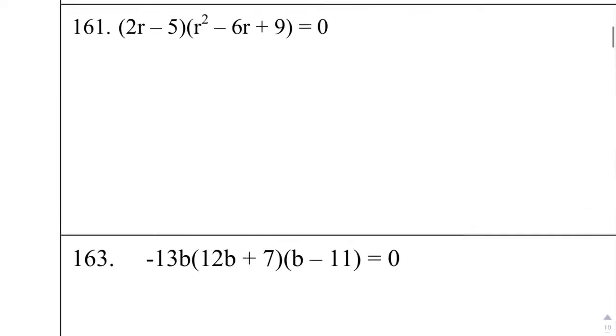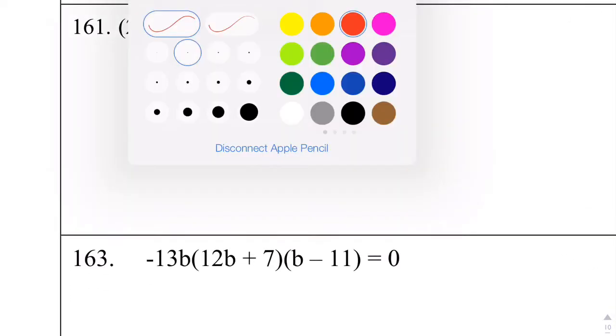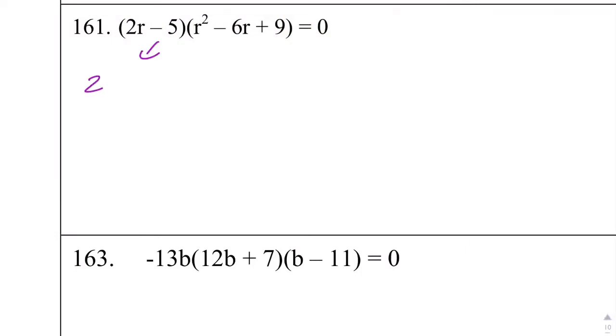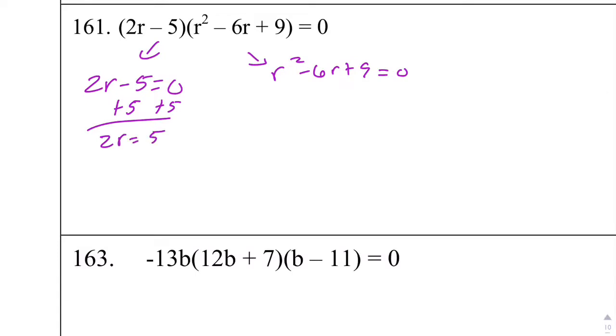161 also there. So in 161, we're back to 2 parentheses, but something different happens here. We say 2r minus 5 equals 0, or r squared minus 6r plus 9 equals 0. Well, this one's pretty obvious. I'll just add 5, so 2r equals 5, divide by 2. So 5/2 is one of our solutions, right?